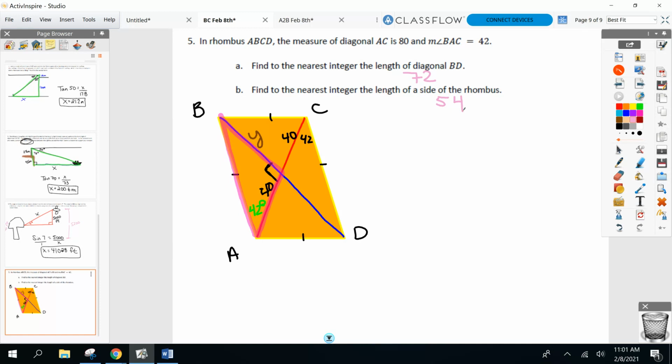What do you want us to round to at the end? Is there an integer? So that means whole number. Oh, yeah. Yep, integer, whole number.